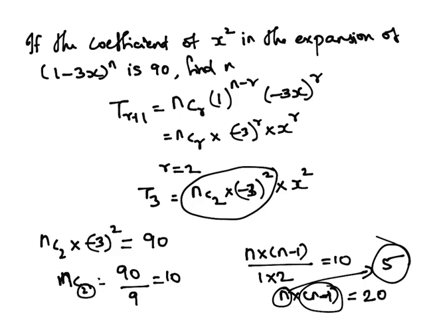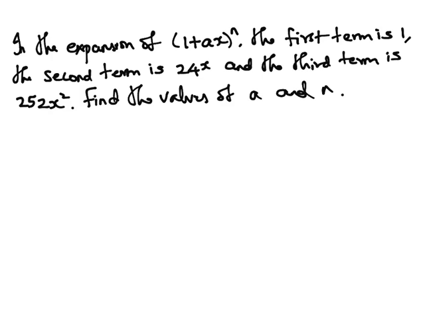Let us solve one more problem. This is the next problem, students. In the expansion of (1 plus ax) whole raised to n, the first term is 1, the second term is 24x, and the third term is 252x squared. Find the values of a and n. There are two unknowns, so we can find the values of a and n here. So how do we do it?